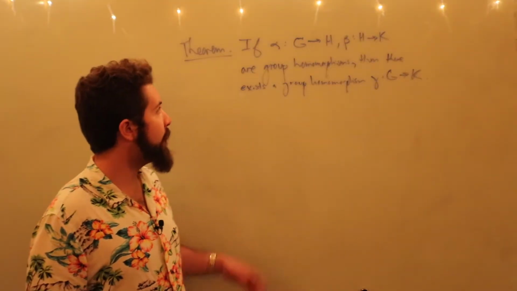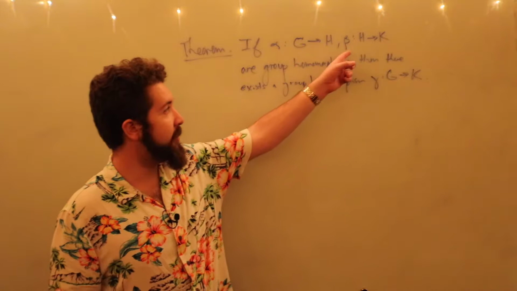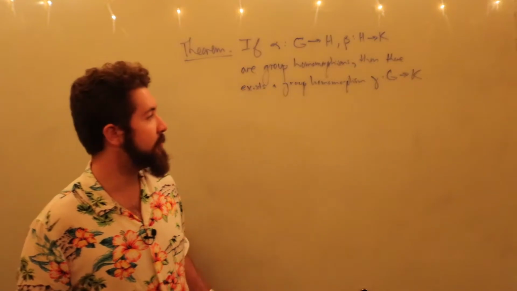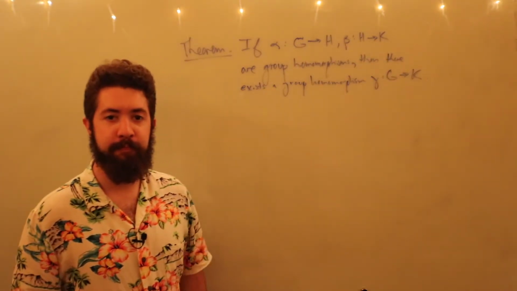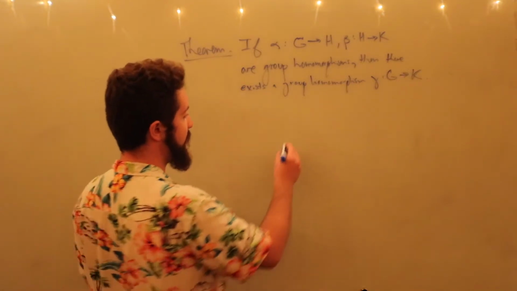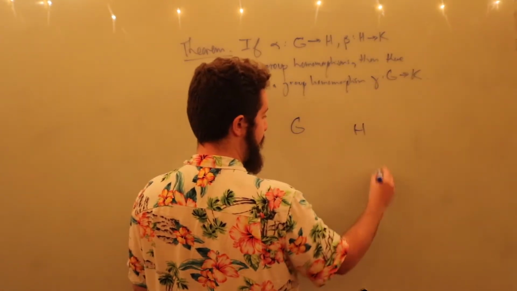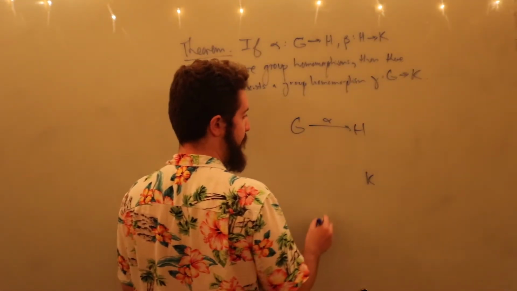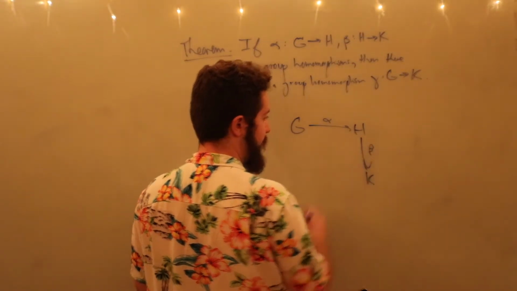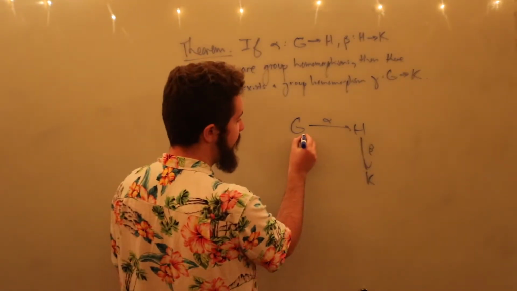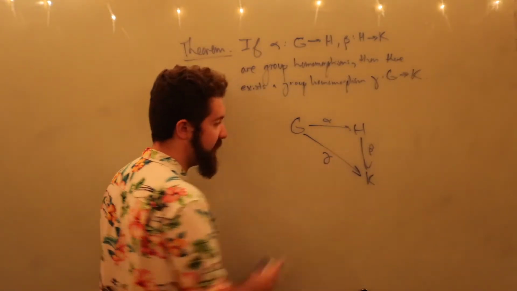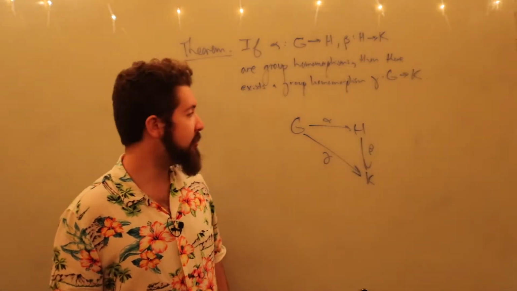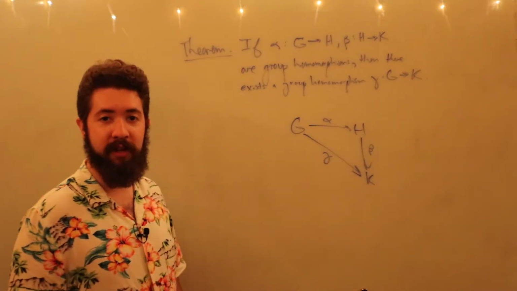Alright, so here's a fun theorem. If alpha from G to H and beta from H to K are group homomorphisms, then there exists a third group homomorphism, gamma from G to K. If I were to draw this as a picture, suppose we have G here, H here, and K here, and alpha is a homomorphism from G to H, beta is a homomorphism from H to K, and likewise there must then exist a third homomorphism completing the triangle. By the way, diagrams of this nature are called commutative diagrams.